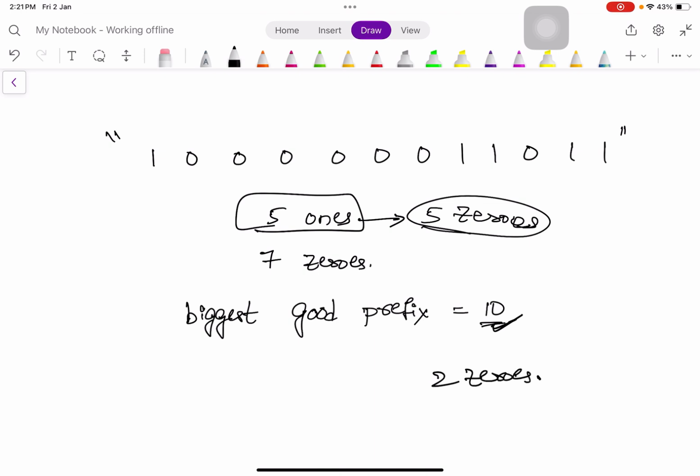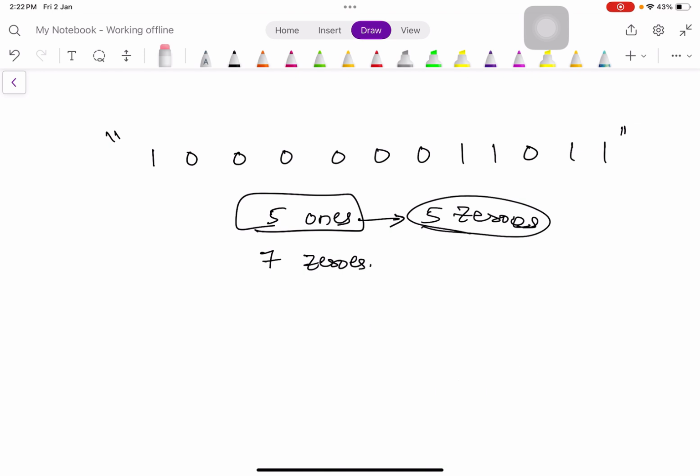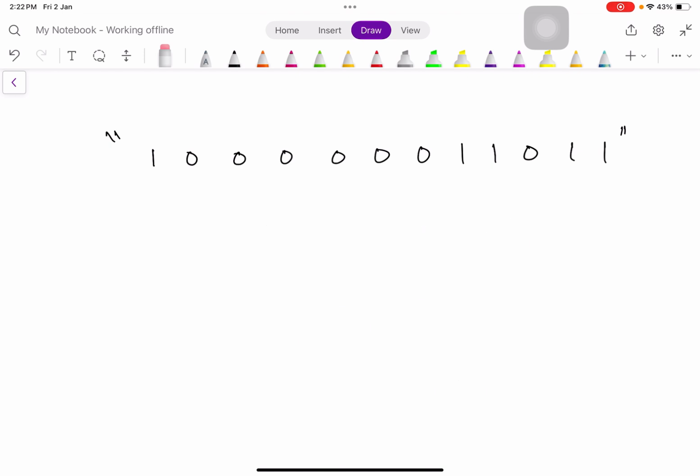But now how do we figure out the number of swaps needed? That is what we need to understand. In order to figure out the number of swaps, we will actually maintain some data. Let me write down that data. Firstly, we'll maintain how many swaps we have performed already, swaps. Initially we have not performed anything, so swaps is 0. Then we'll maintain something called unbalanced zeros.